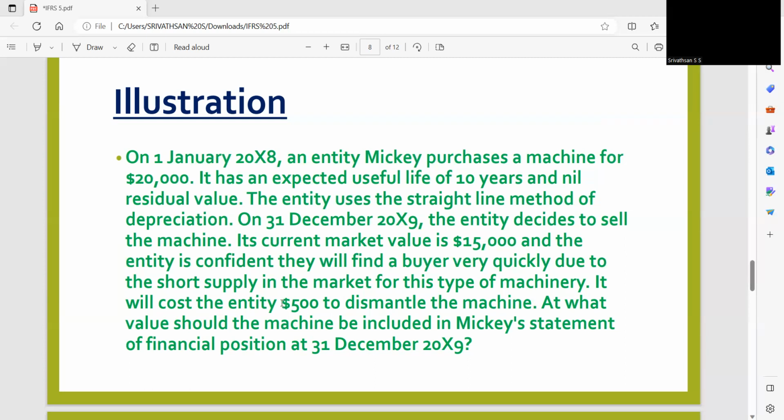So for that, first we need to calculate the carrying value of the asset on 31st December 2019, and we need to calculate the fair value less cost to sell, and we need to compare the carrying value of the asset to the fair value less cost to sell, whichever is lower, and that is your answer.